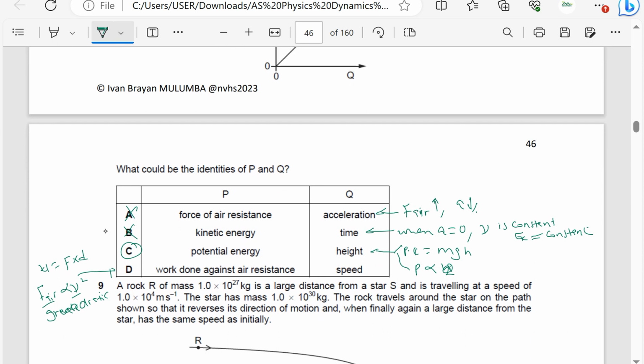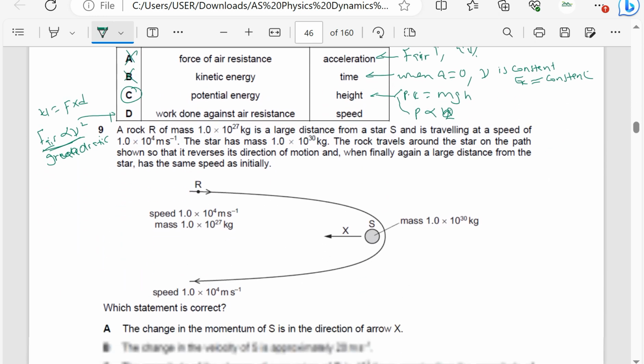So this one is also not correct, because if we were to take this work done against speed, then it would mean the work done would be directly proportional to the square of the speed, which would be quadratic rather than a straight line. So the answer is C.